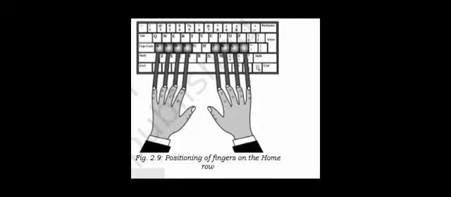Children, we can place 4 fingers of each hand on home keys, as you can see in this figure. The remaining 2 keys, G and H on the second row, are operated by the index fingers of the left and right hand respectively.